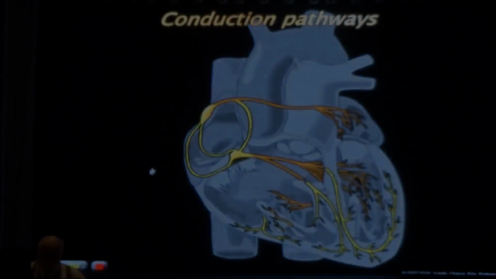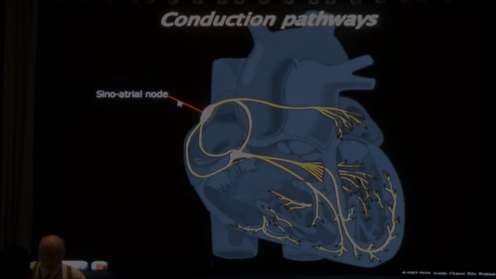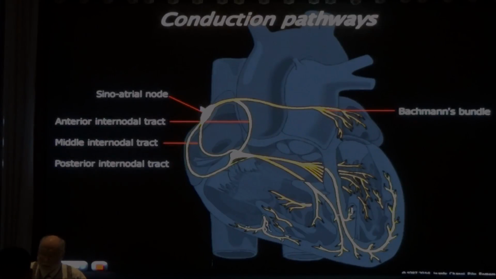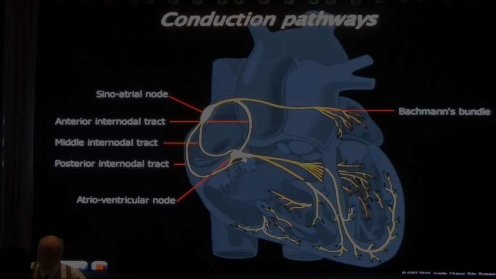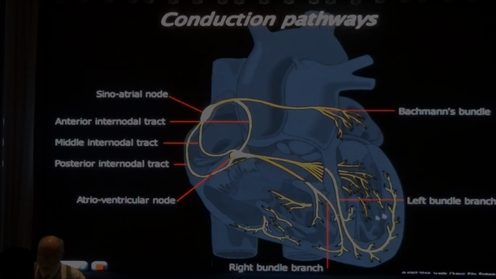So these are the conduction pathway. The sinoatrial node produces the impulse. The impulse travels through Bachmann's bundle from the right atrium to the left atrium, so both atria are contracted at the same time. And while this is happening, there are 3 internodal tracts that transfer the impulse to the atrioventricular node, and then there's a little delay here, and then it travels into the right and left bundle. So this is the conduction pathway.